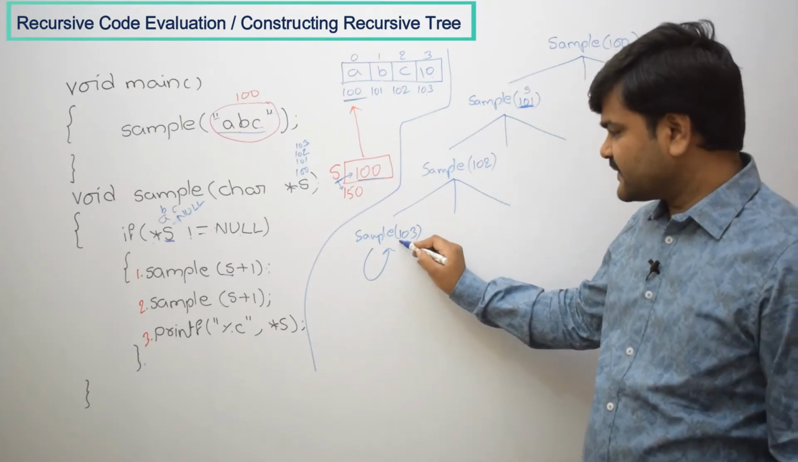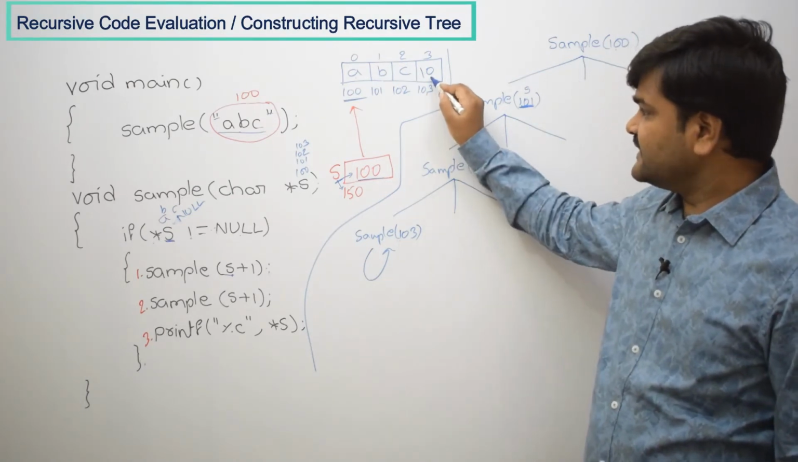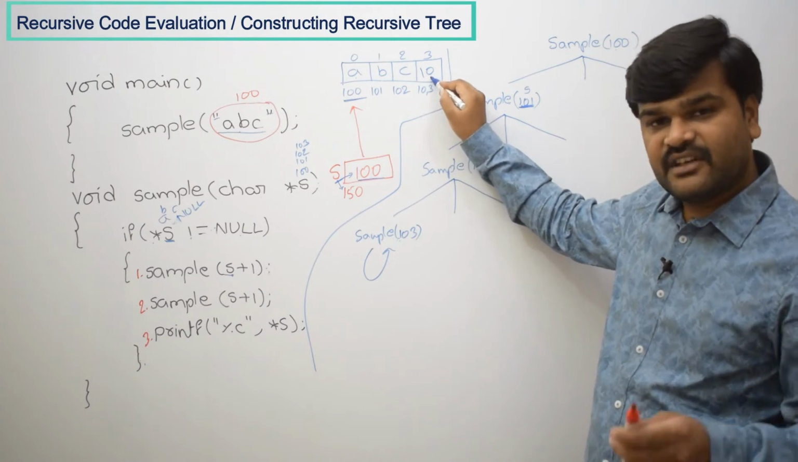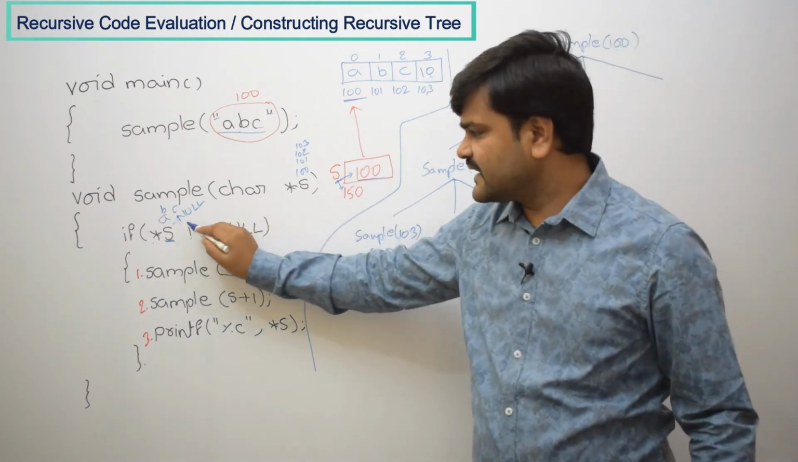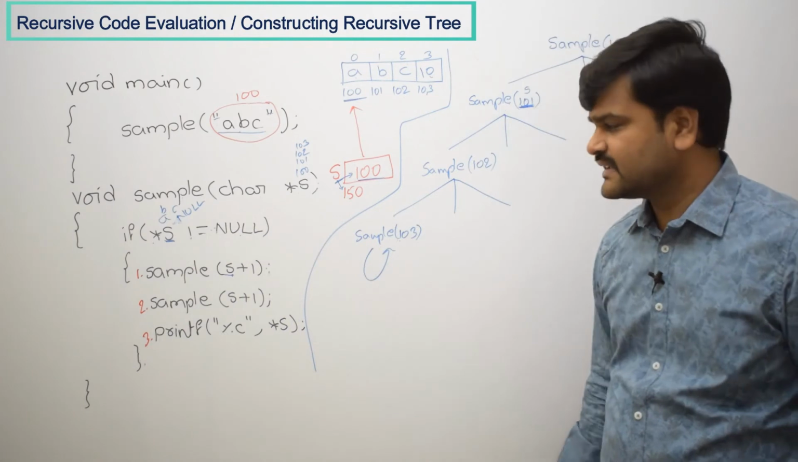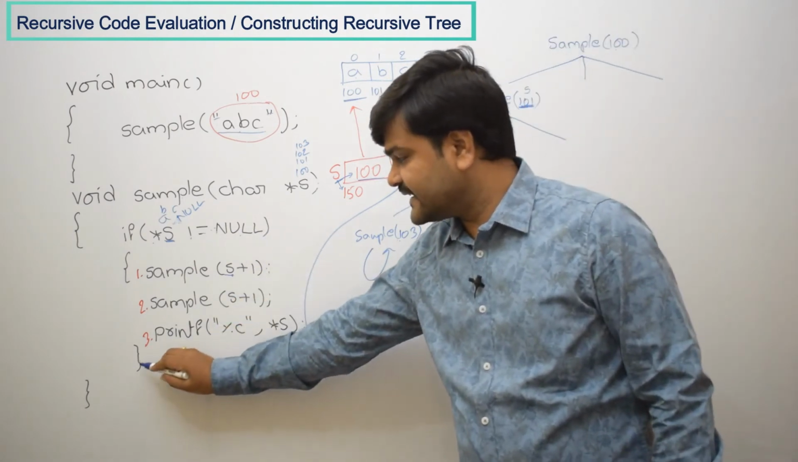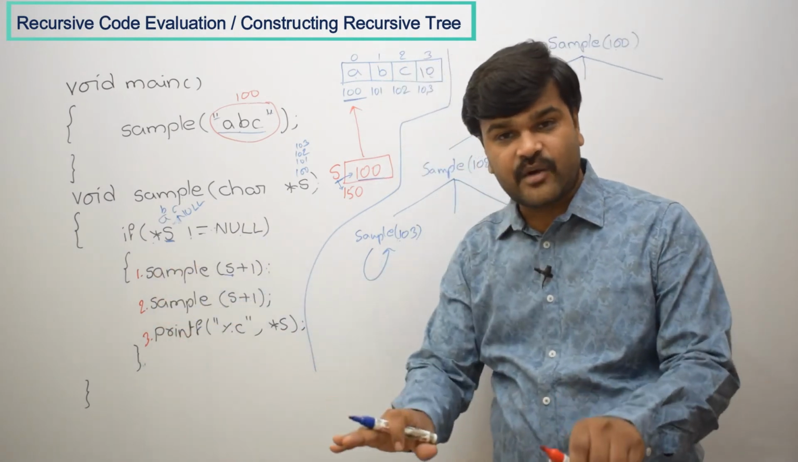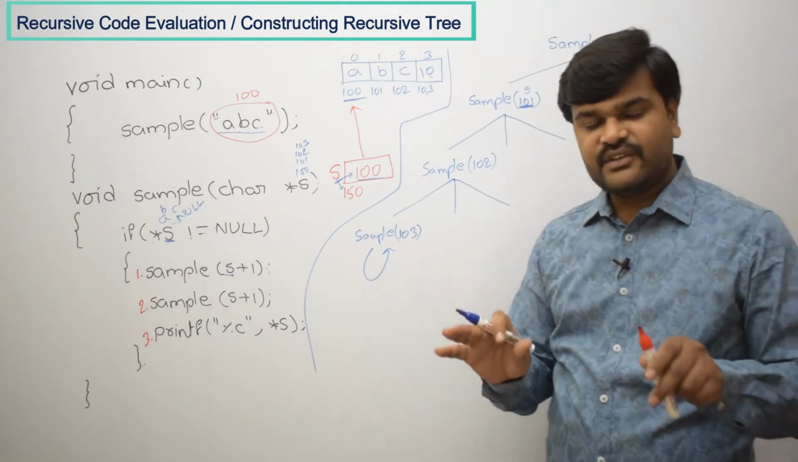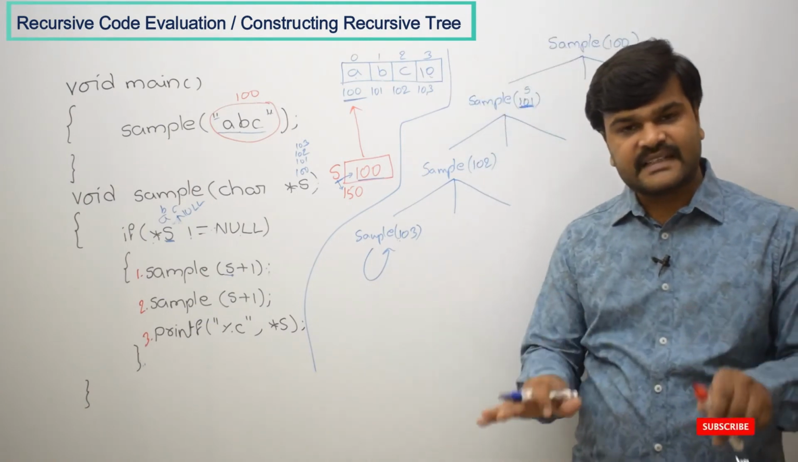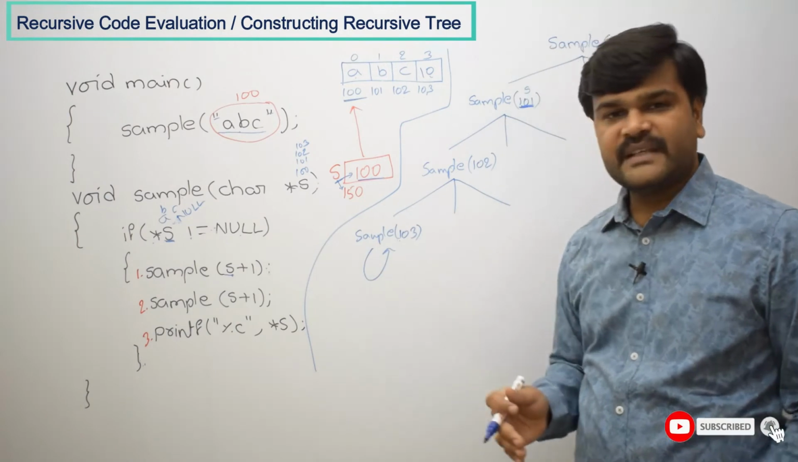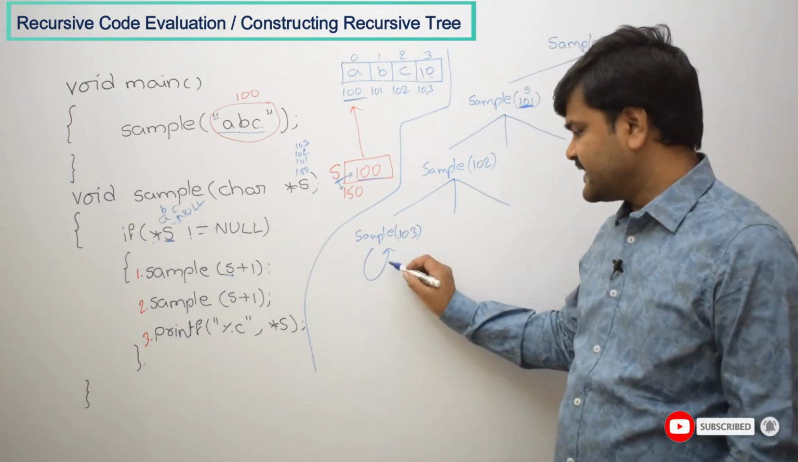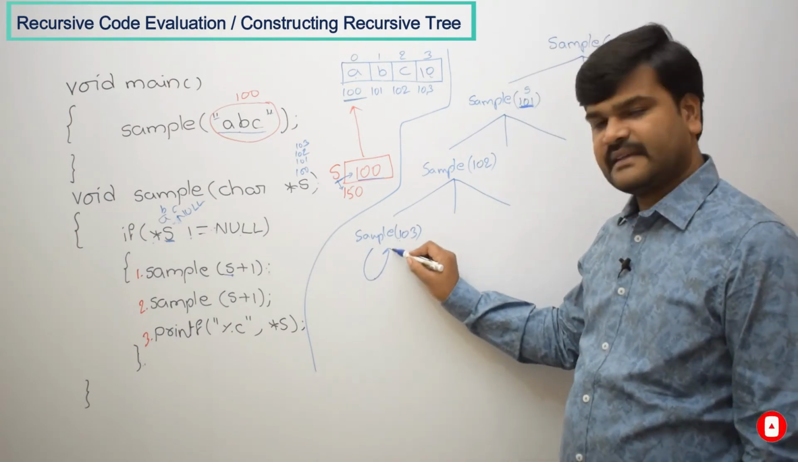So after reaching 103, because it is a null character, it is equal to null. So null is not equal to null. The condition is false, so it is not going inside. That means the recursive calling is stopped. Where you are stopping the recursive call, that is called the base condition, right? So now it reached the base condition, going back.